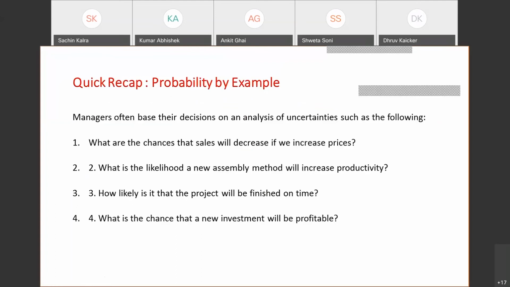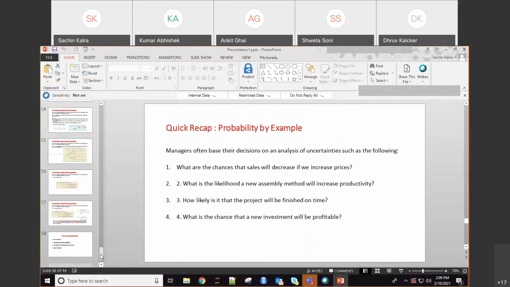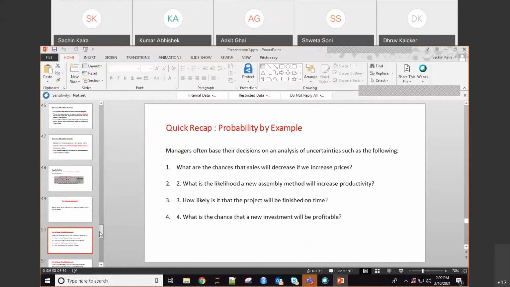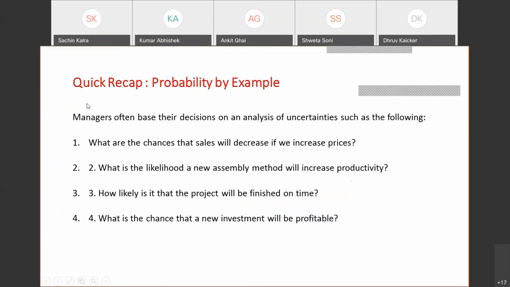Okay, it's 2:10, and I think we have a few more slides left about probability. Probability won't be a very tough part for you because I'm not going to explain the formulas. I'm just going to tell you what probability is and how it can be utilized.